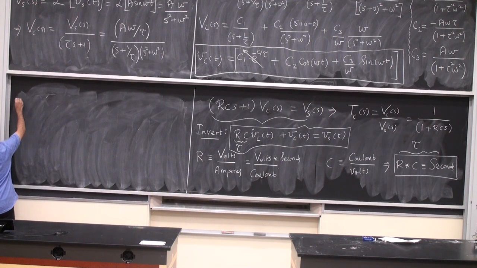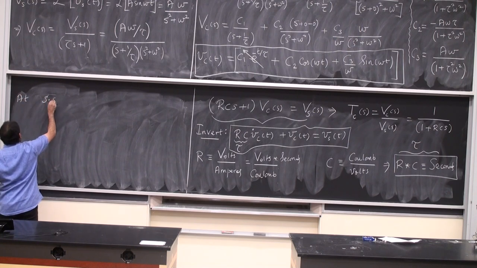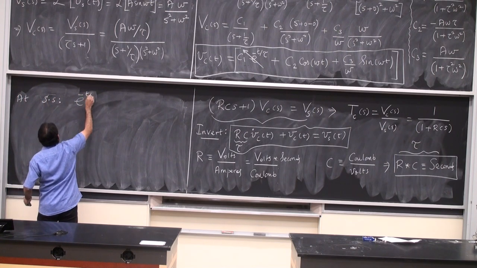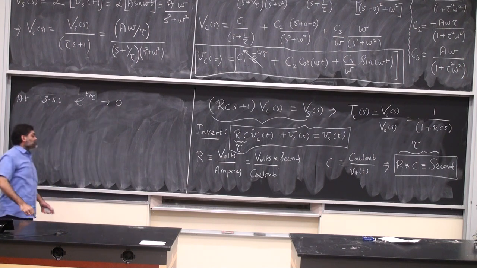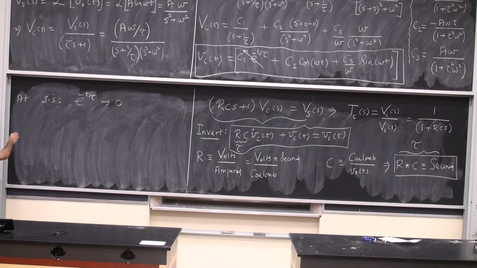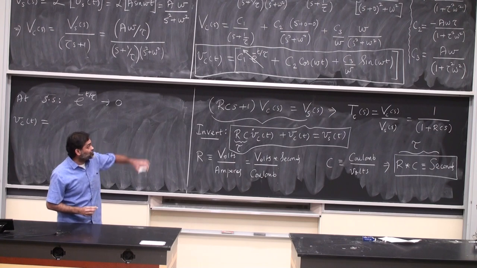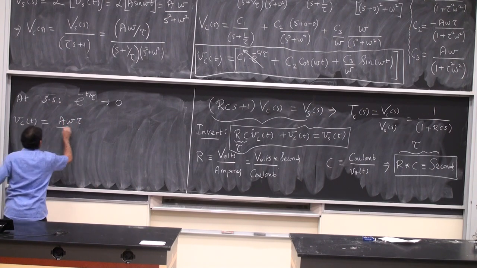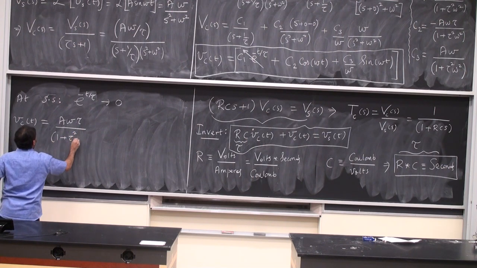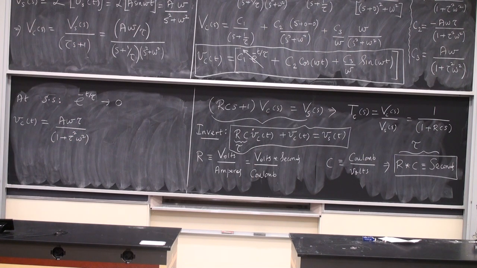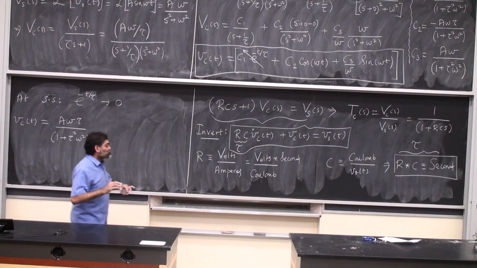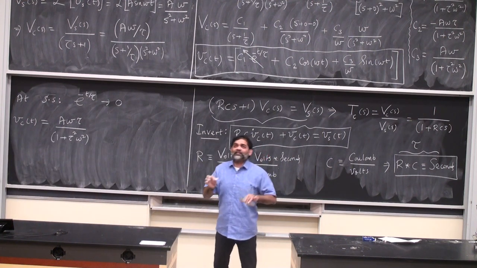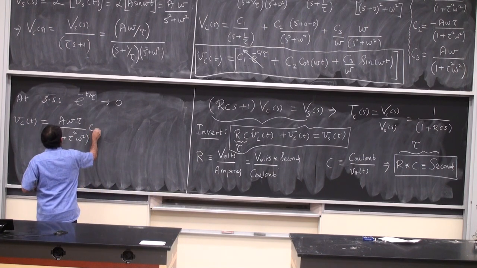So at steady state, e to the power minus t by tau tends to zero, and so I have VC is C1. I'm going to substitute for C2. So A omega tau by 1 plus tau squared omega squared. Lots of writing, but we will eventually come to a very nice conclusion where there is no writing needed at all. Everything is in your head.